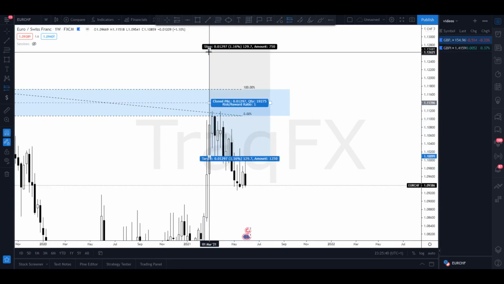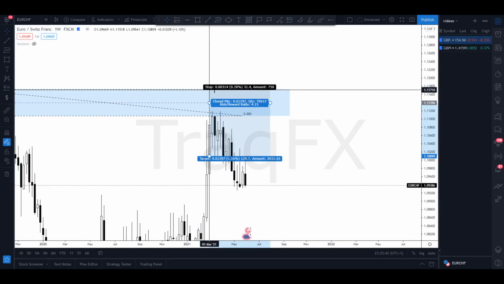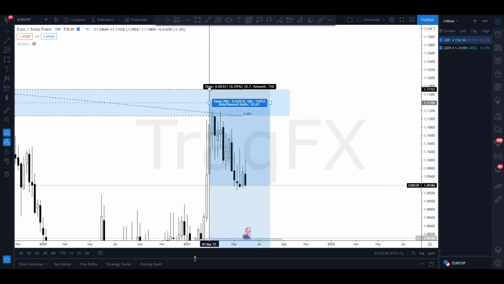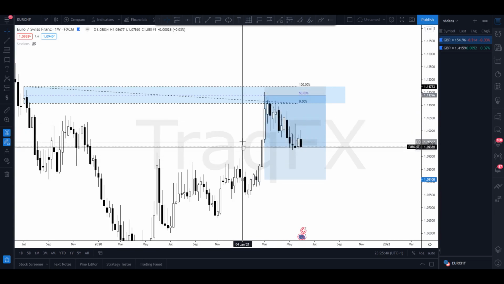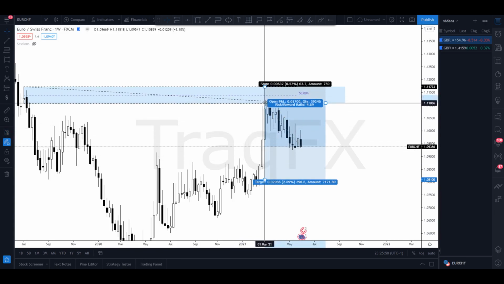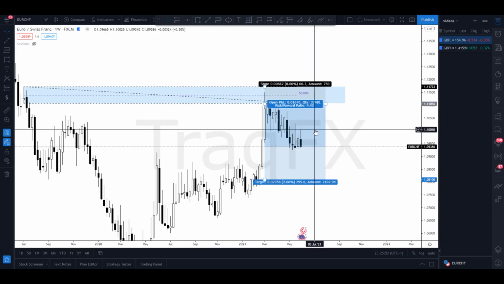I'm not going to lie to you. Your stop loss will be big, and your risk to reward will not be the best. Now, in this case, Euro CHF is not a volatile pair, so 32 pips, not bad. But if you're entering on the open, it's pretty bad, right? 66 pips, that's not good at all.